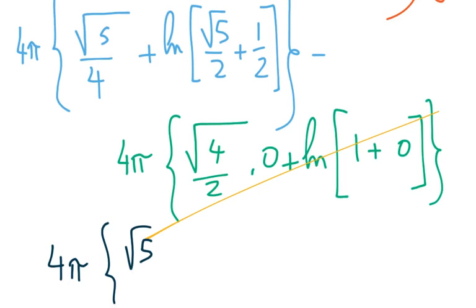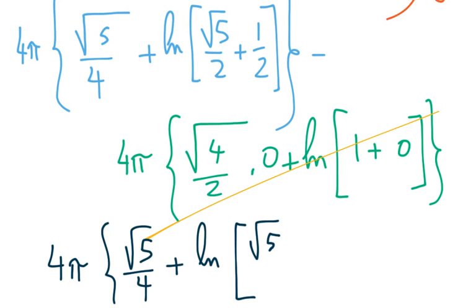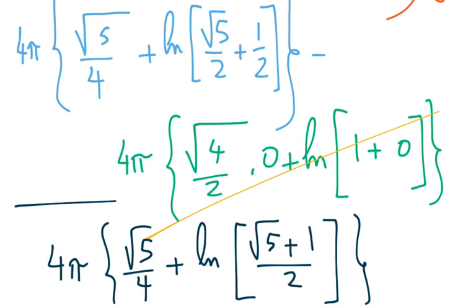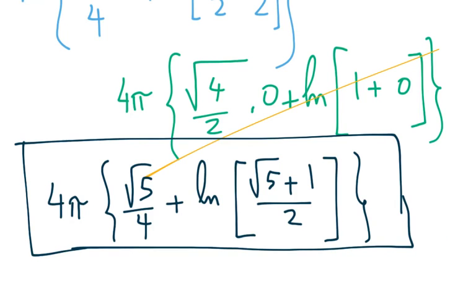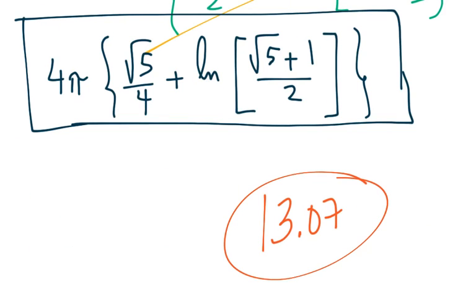So the final answer is 4 pi times the square root of 5 over 4 plus ln of the square root of 5 plus 1 over 2. Let's check with the calculator. 13.07 is the surface area.